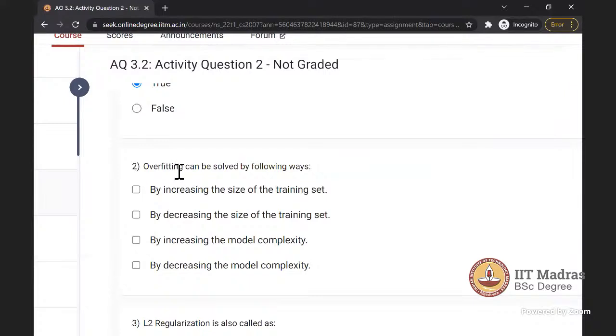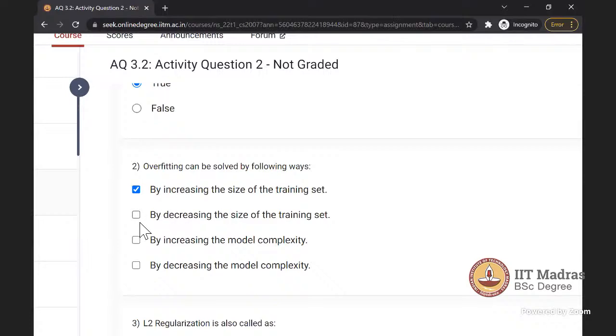Overfitting can be solved by which of the following ways? First option is by increasing the size of the training set. What do you think of this? Yes, this is correct. By increasing the size of the training set.